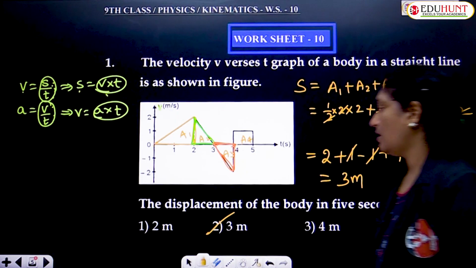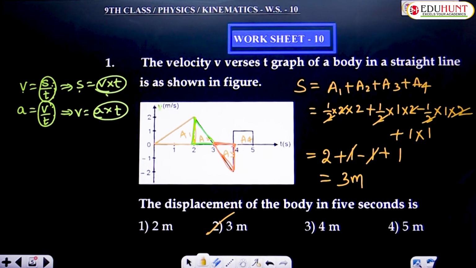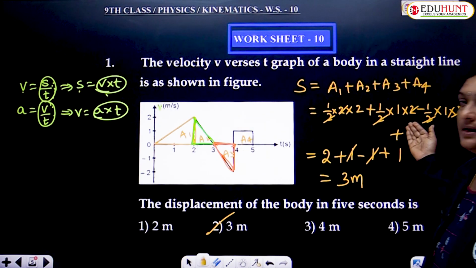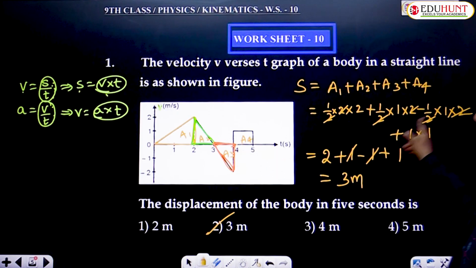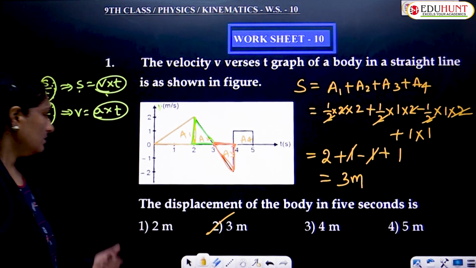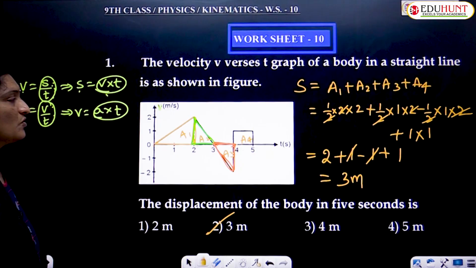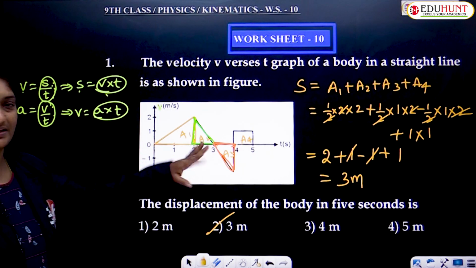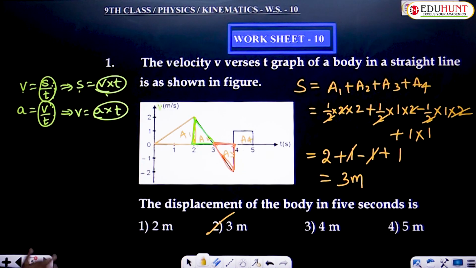And hence, option number 2 is your answer. Is that clear, children? Okay. So the upper areas are considered positive, lower areas are considered negative. So simplify that, children, you'll get the answer. Okay, so the displacement is found to be 3 meters because displacement equals this area, velocity into time. Over. So moving to the next question.